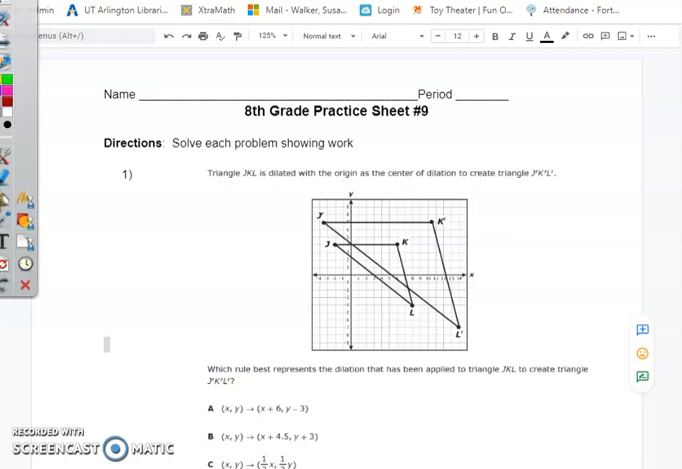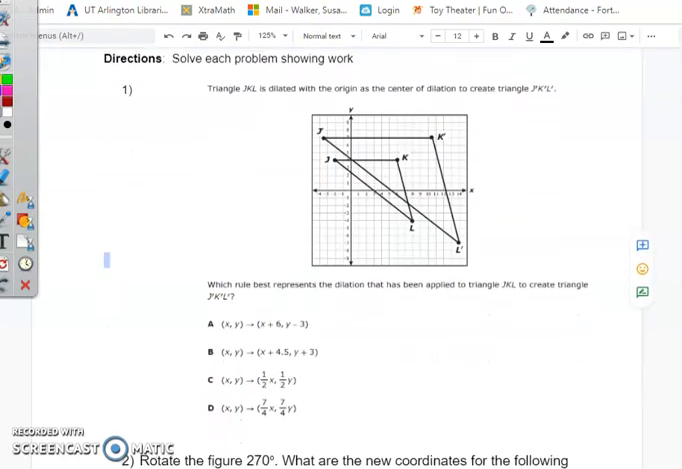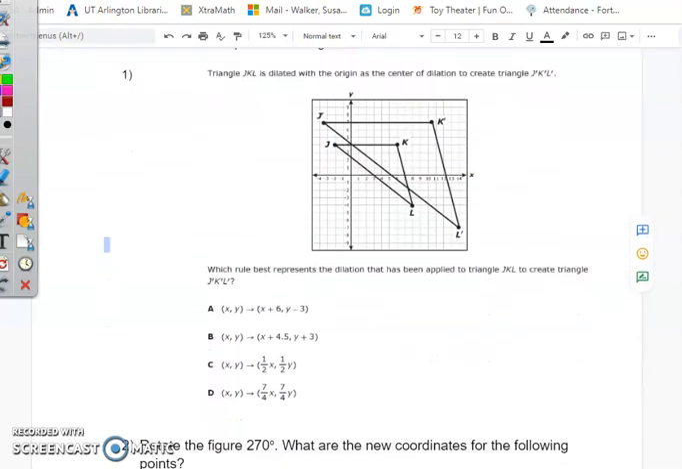Hey guys, we are going to work on practice sheet number 9 for 8th grade. Number 1, good problem. This is an example of a star problem that they have used in the past. So, triangle JKL is dilated with the origin as the center of dilation to create triangle J prime, K prime, L prime. Okay, so dilation, remember that.